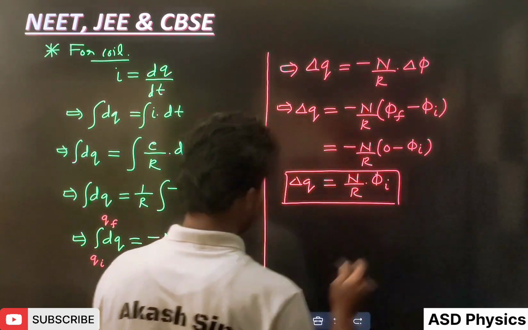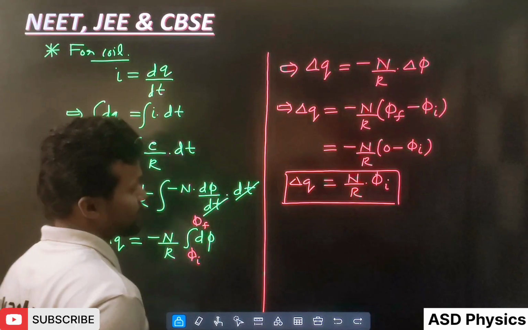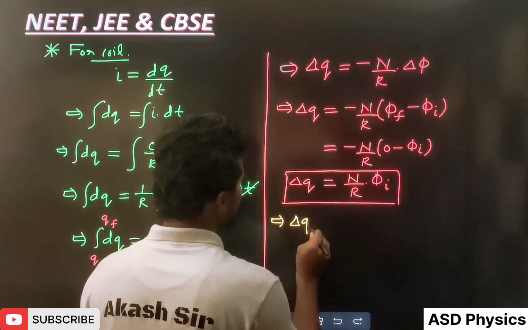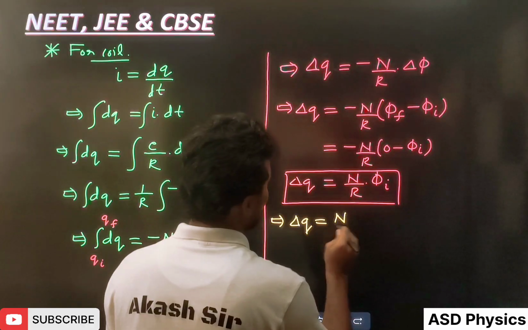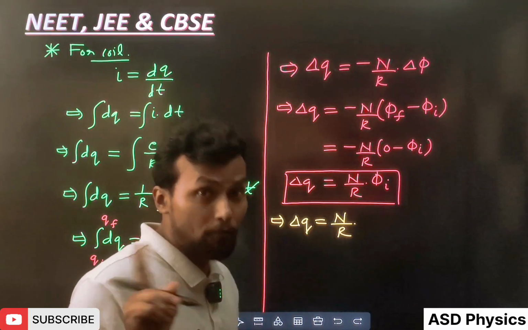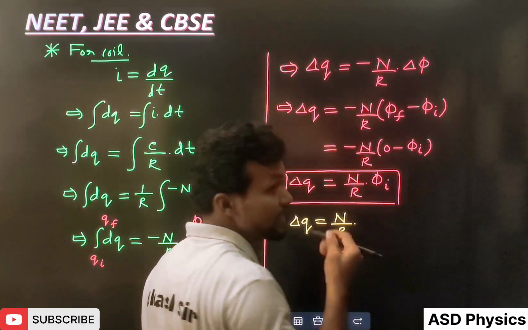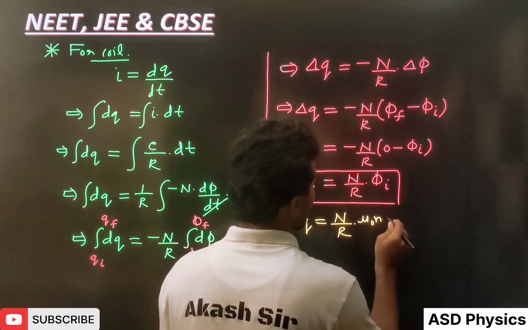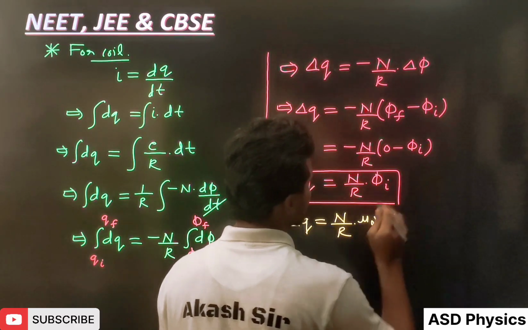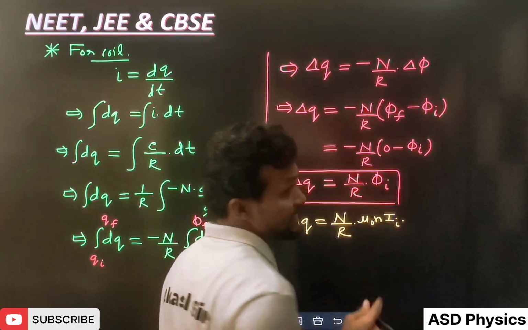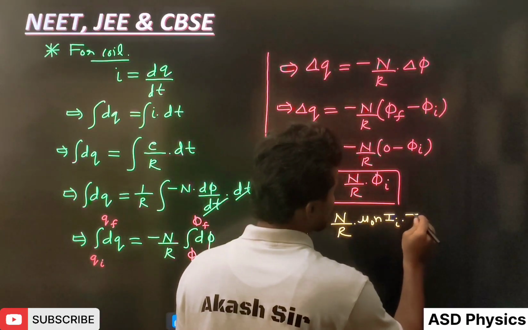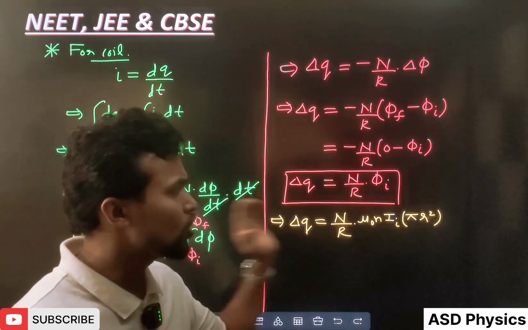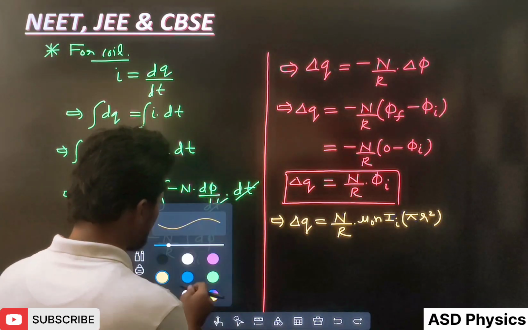Now we have to just put the values after simplification. With one more step of simplification, we can write delta q equal to N by R. Flux means magnetic field B into A, as I told you, and the magnetic field is mu naught n and initial current. This is the magnetic field. For the area of cross section of the coil, let's take pi r square. This is the thing. So now we have to just put the data, and things are over.